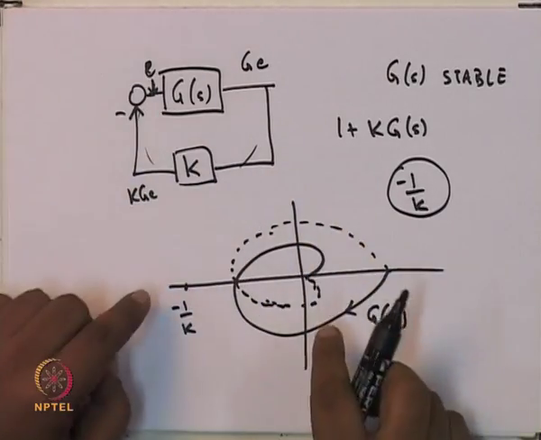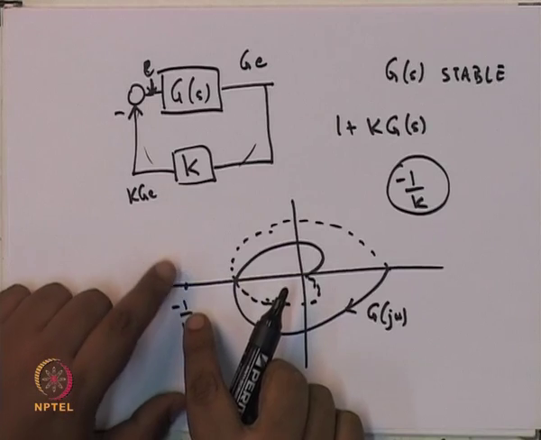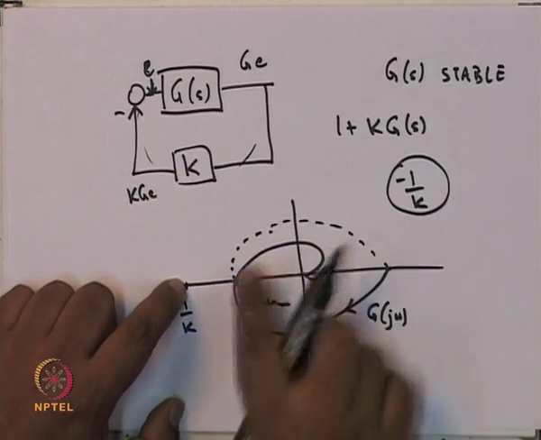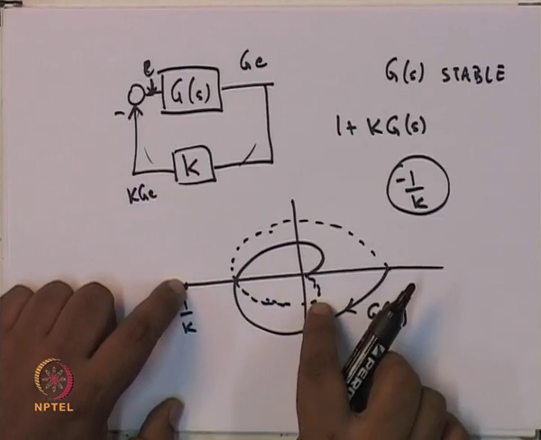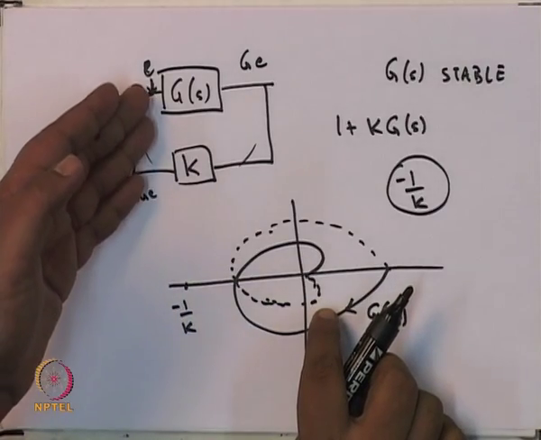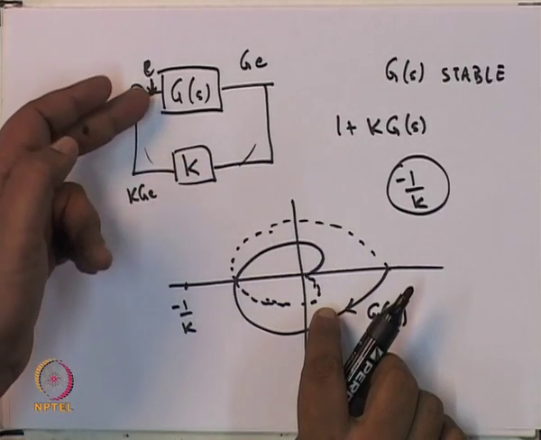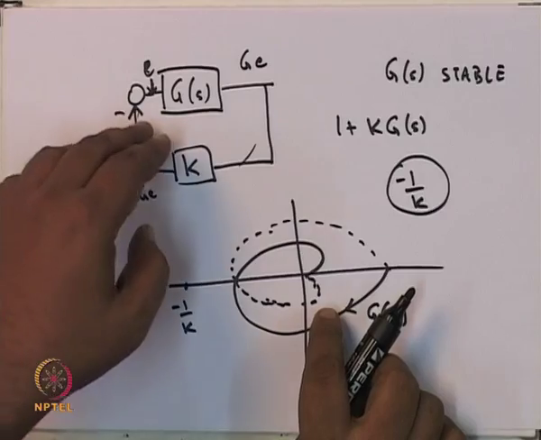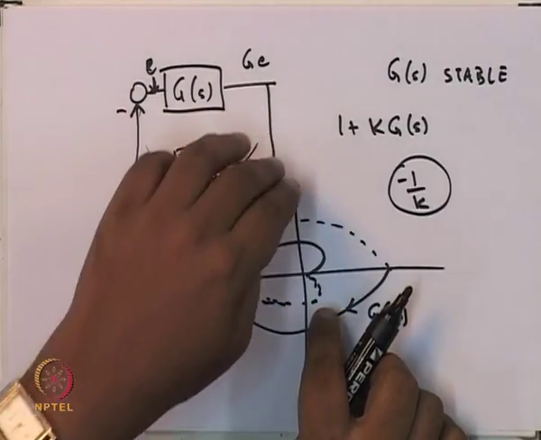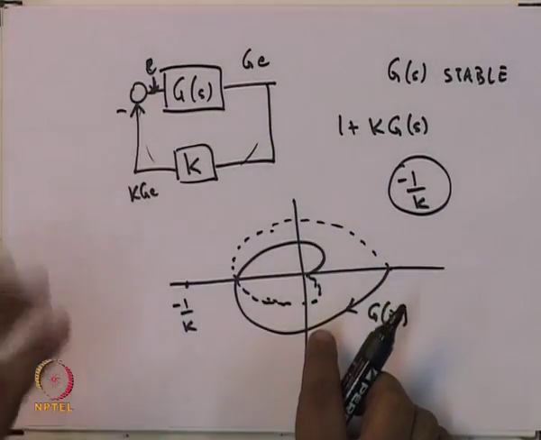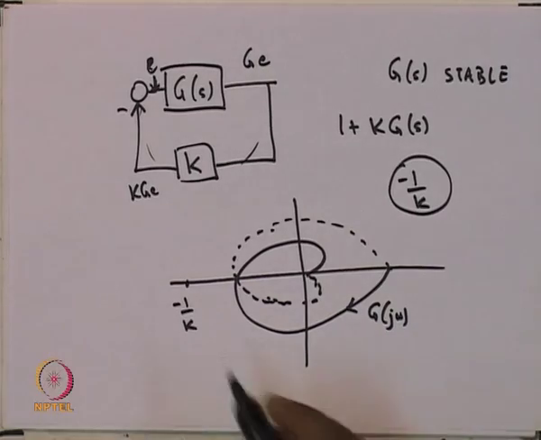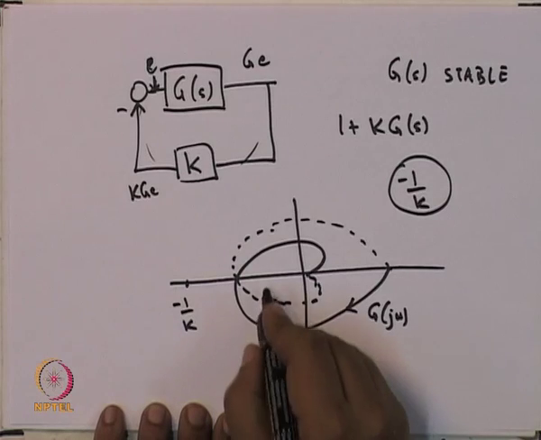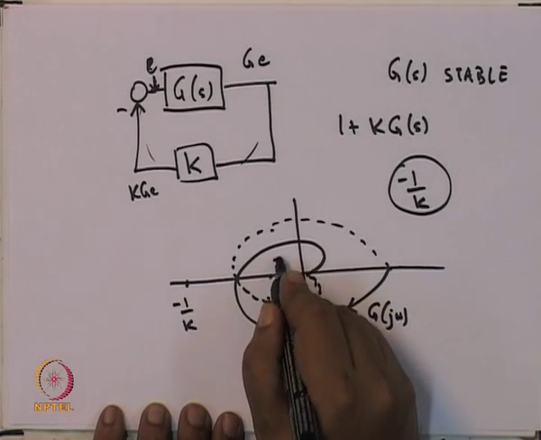And so when we say that in this linear system the gain k is such that minus 1 by k is not enclosed by this Nyquist plot, what we are really saying is that small error signals cannot persist here, because when they go round the loop they get attenuated. On the other hand, if this k was a gain such that minus 1 by k was here.